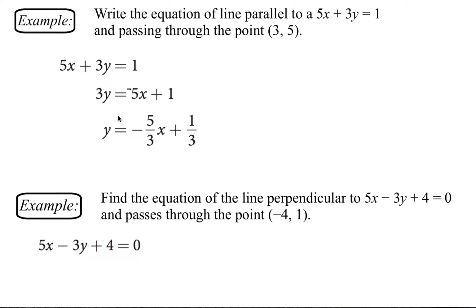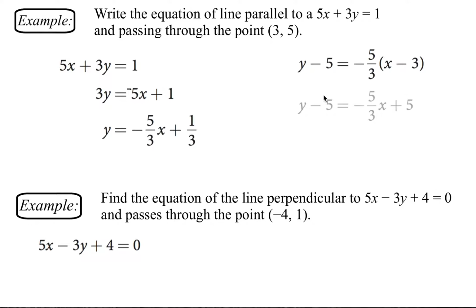So from that point, y equals, dividing by 3, y equals negative 5/3 x plus 1/3. So that's the equation of this line written in slope-intercept form. Now what we're going to do is plug in the point 3, 5. Using point-slope form, y minus y1 equals the slope times x minus x1, and we want it to be parallel, so it's the same slope, and x1 is 3.